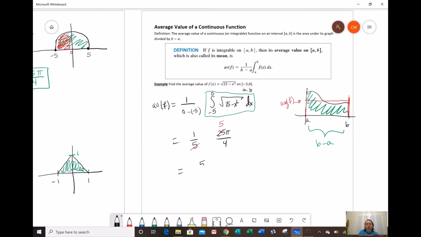So this is the average value of this semicircle here. So if you were to have a wall at negative 5 and a wall at positive 5 and let the water settle to a flat surface, it would end up being at a height of 5 pi over 4.